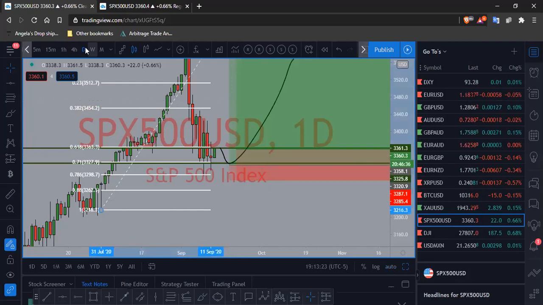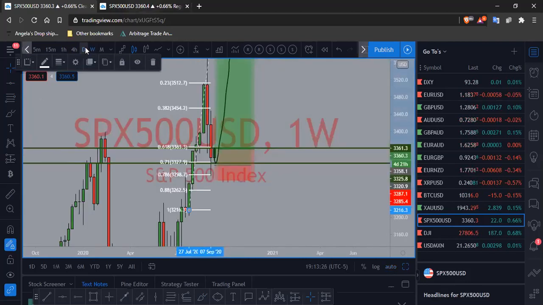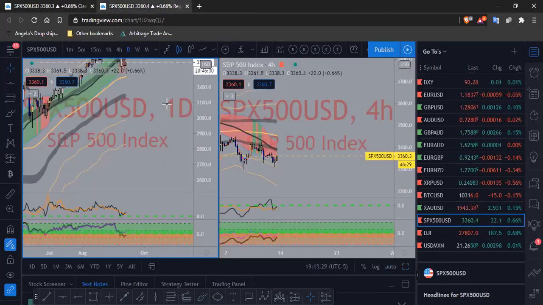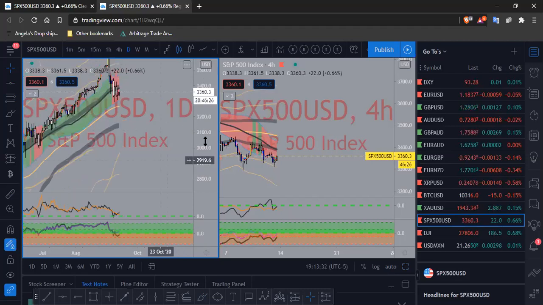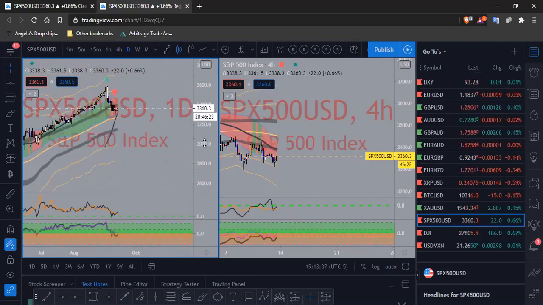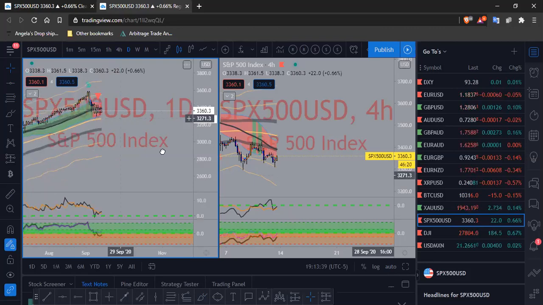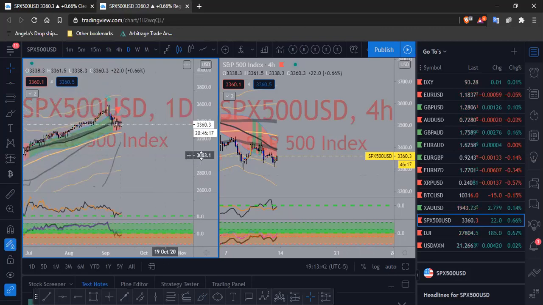Oops, I did not mean to go on the weekly. Let's go to the S&P on here. Now, I know I am going against this, and I do see that on the daily time frame the S&P is calling for a sell. And you know what?